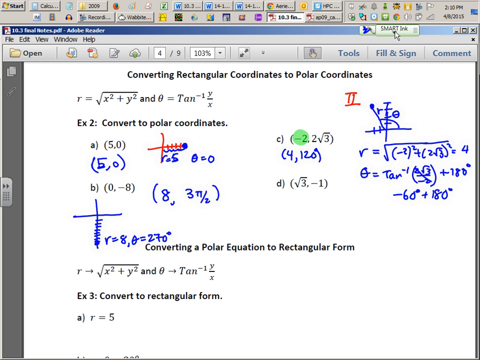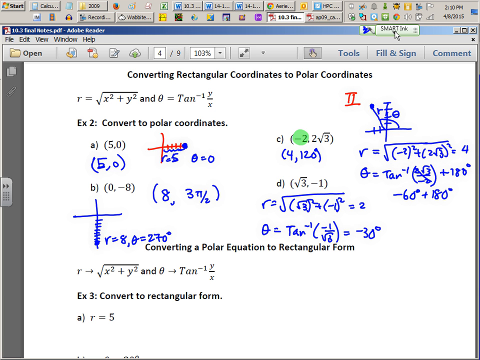All right, and then the last one, root 3, negative 1. It's probably around 60 degrees or 30 degrees or something like that. So let's go ahead and just use formulas for this one. So r is the square root of x squared plus y squared, which is just 4. And then you have square root of that being 2. And then the theta is inverse tan of negative 1 over rad 3, which is really just negative 30 degrees.